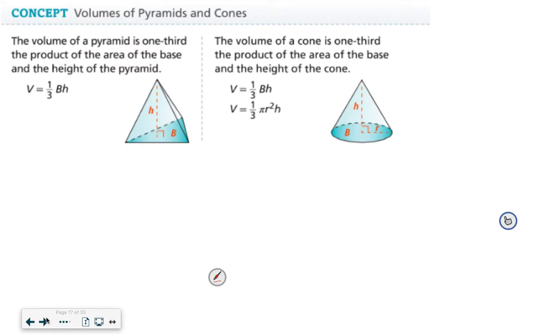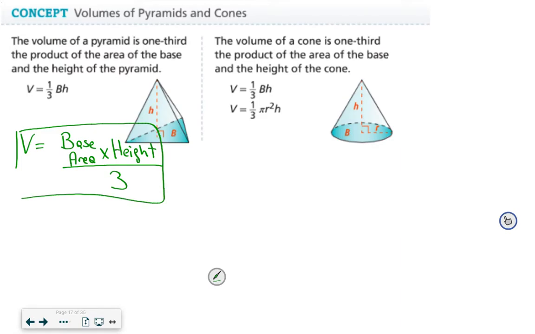Now we are going to learn the volumes of pyramids and cones. This is the pyramid. If you have the pyramid, you need to know that the volume of the pyramid is base area, whatever the base is, times height over 3. You need to divide by 3.